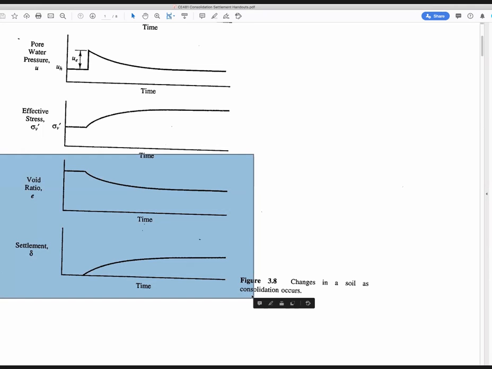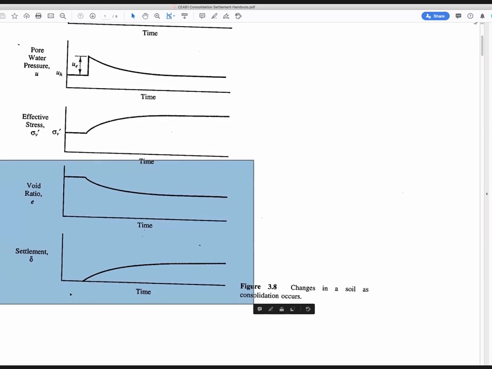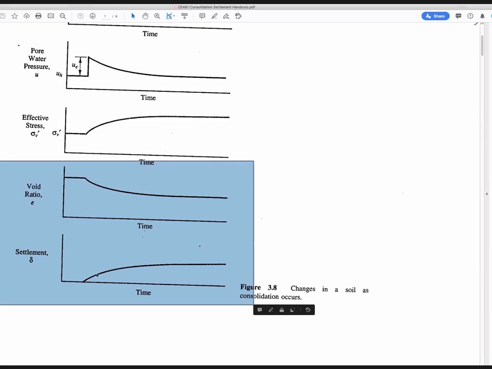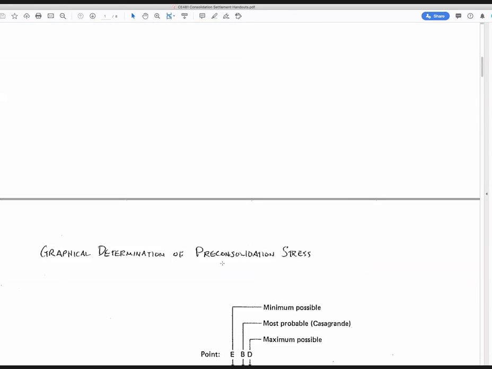The void ratio would go down at time of loading and would continue to change, but at a lessening rate as time continues. And settlement similarly would start out at quite a high rate and then level off to not much happening out here, but a little bit of settlement still occurring real late in time. And we're speaking here, years and decades out kind of timelines.